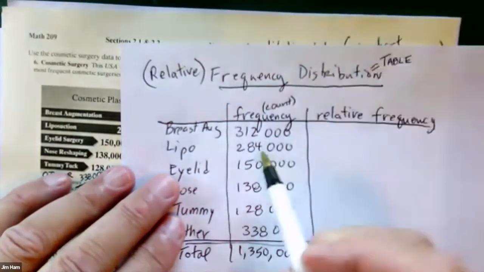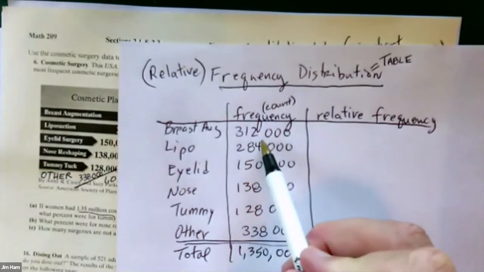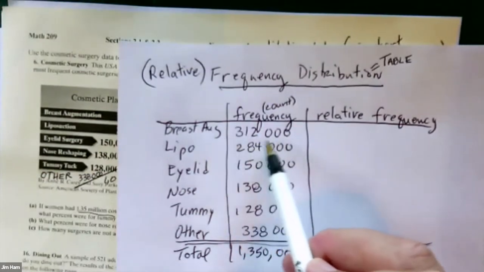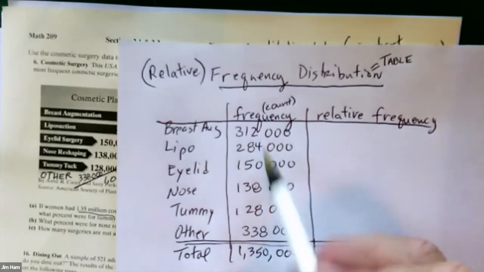And what we would say is that 312,000 women got breast augmentation in 2009. That's what this means. We actually counted the number of individuals that had this cosmetic surgery. And these are the counts.